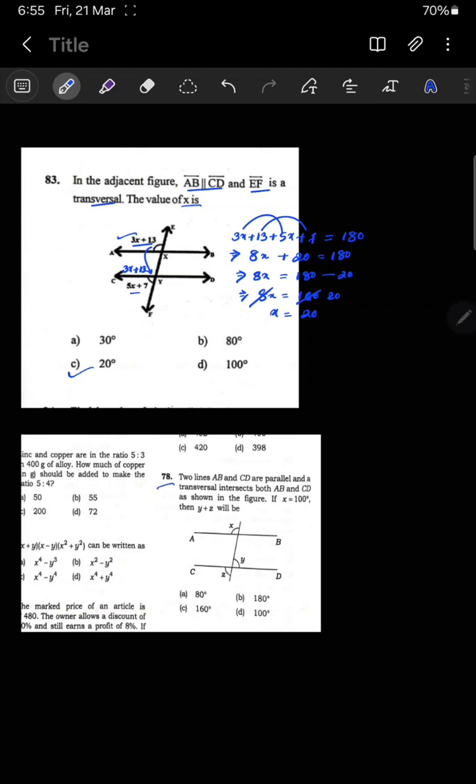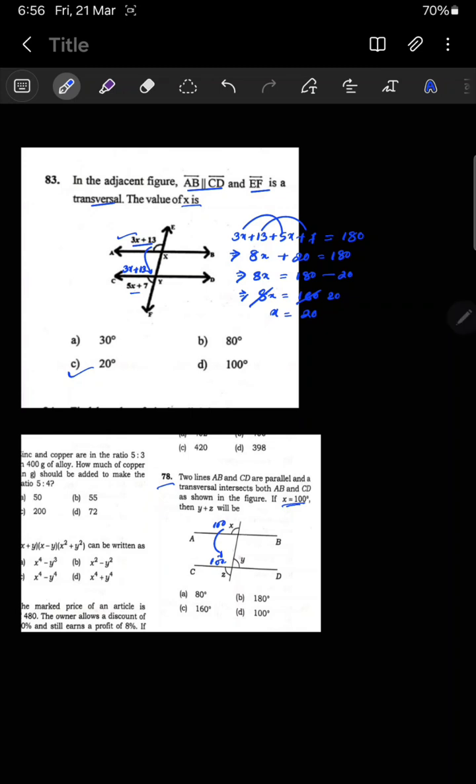AB and CD are parallel lines, and this one is a transversal. And they have given the x value as 100 degrees. So this angle is 100 degrees. And just now I told you, the corresponding angle is this one. So if this is 100 degrees, this one is also 100 degrees. Then you can see that this 100 and z are linear pair angles.